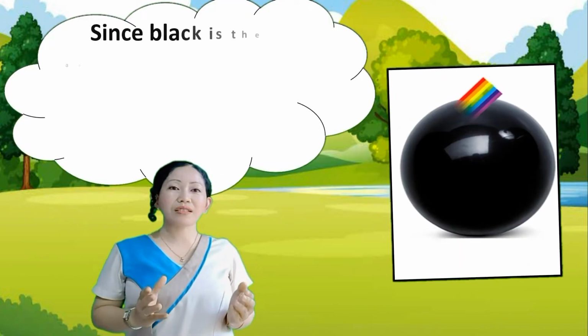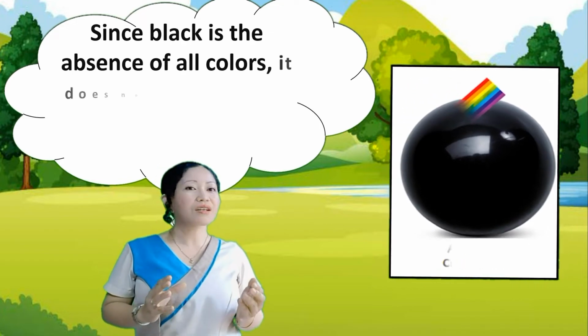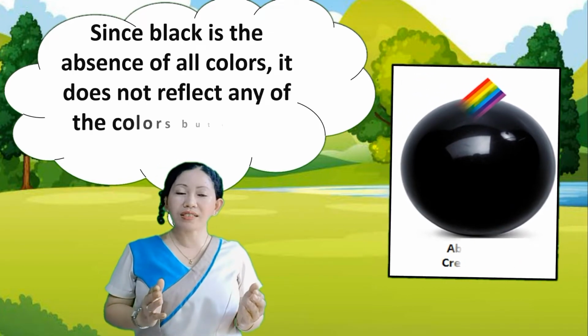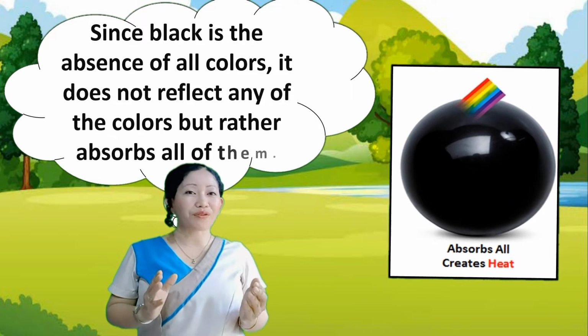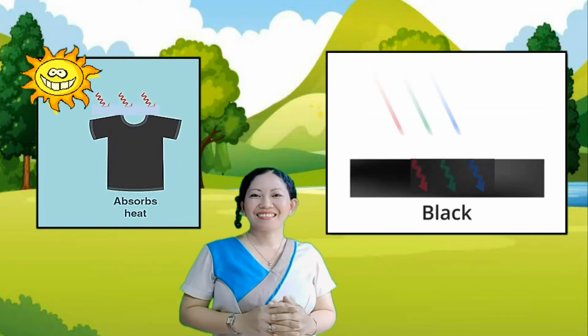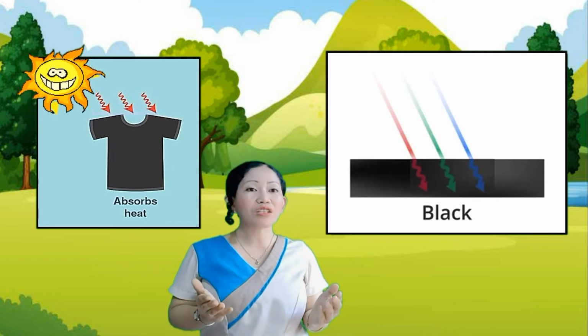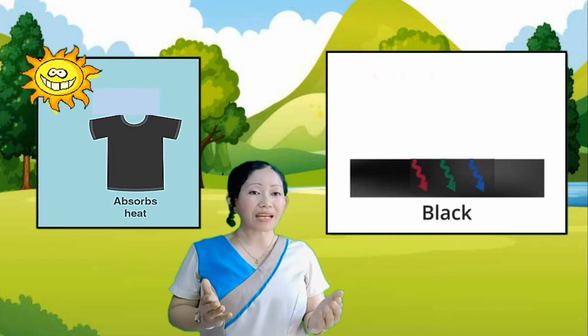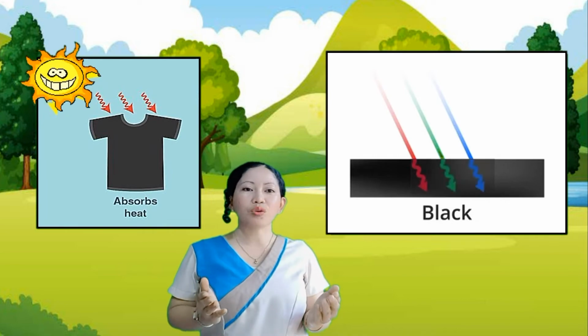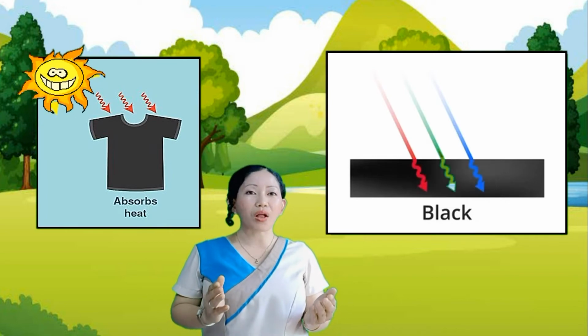Since black is the absence of all colors, it does not reflect any of the colors, but rather absorbs all of them. Black materials have the tendency to absorb all light frequencies. The absorbed light energy is transformed to heat, which makes black materials hot.